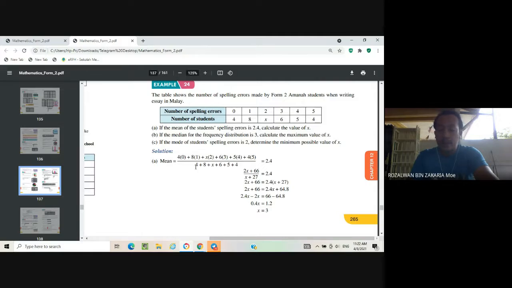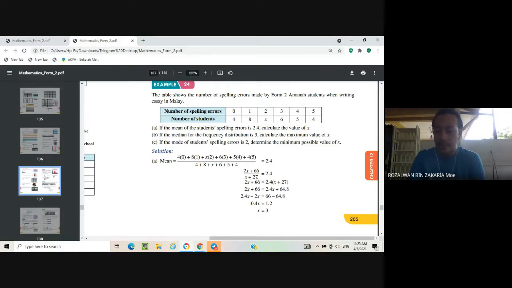So we already formed an equation here, and you have to solve it. 4 times 0 equals 0. Then 8, plus 2x, plus 18, plus 20, plus 20, and you will get 2x plus 66. Then divide by 4 plus 8, 12; 12 plus x plus 6, 18; plus 5, 23; and plus 4, 27. So we have x plus 27, equal to 2.4. How to solve this?